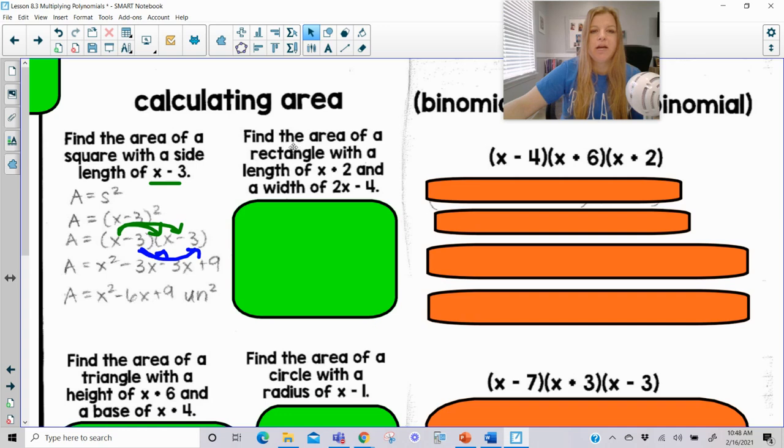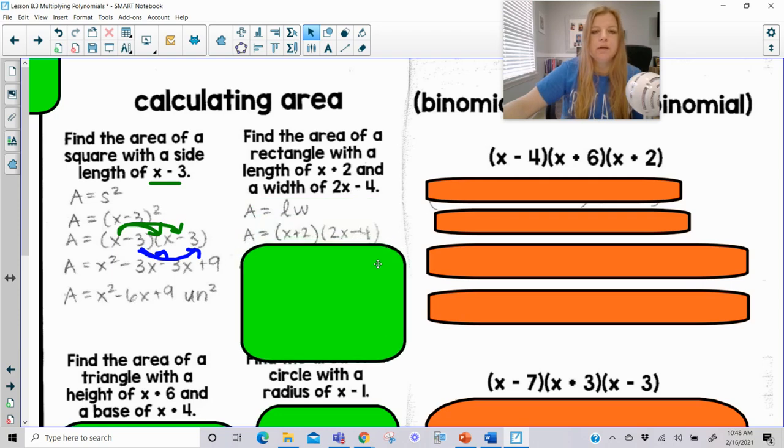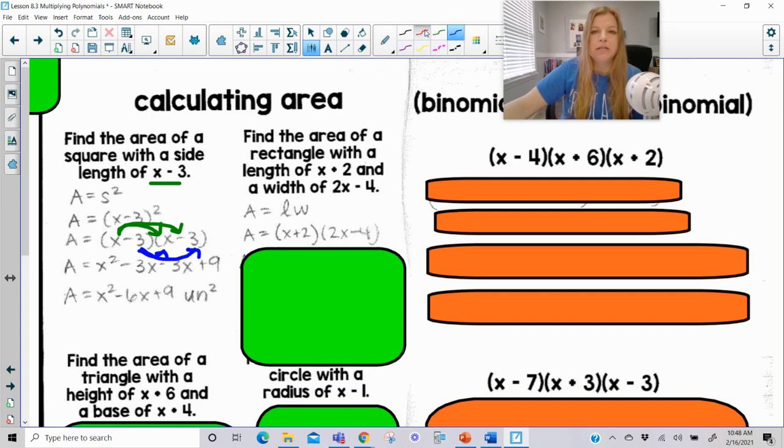Calculating area. Area of a rectangle with a length of x plus 2 and a width of 2x minus 4. So the area formula is length times width. So I'm going to plug in my length and my width. And now remember, we're actually just applying what we learned. So I'd have to do x times 2x and then x times negative 4. Then I would distribute my 2. So 2 times 2x and 2 times negative 4.